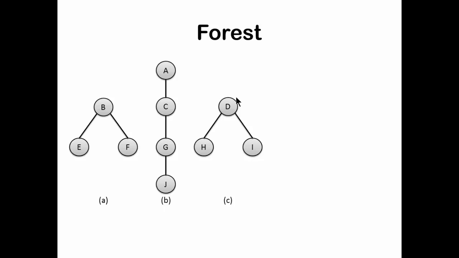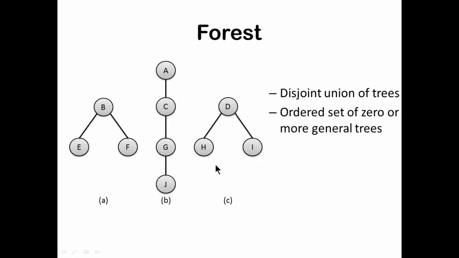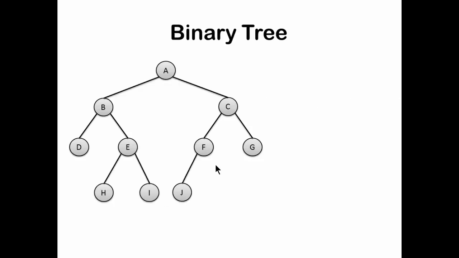Forest is a collection of disjoint union of trees, which means that general trees collectively form a forest, right? So this is a general tree in itself, and all three combined are called the forest. So a forest can also be called an ordered set of 0 or more general trees.